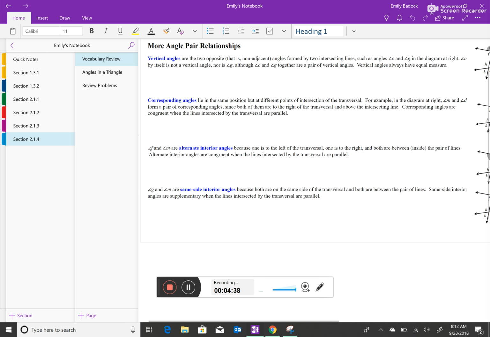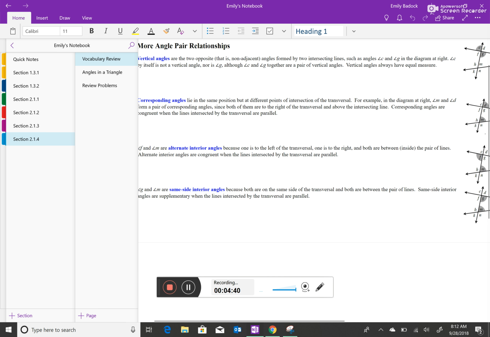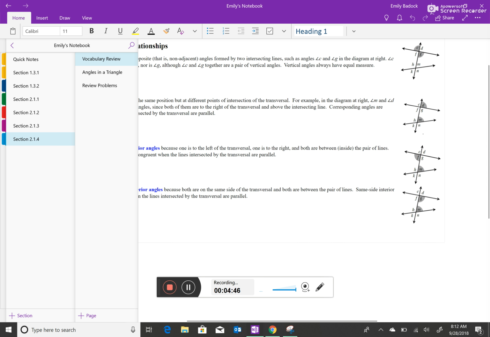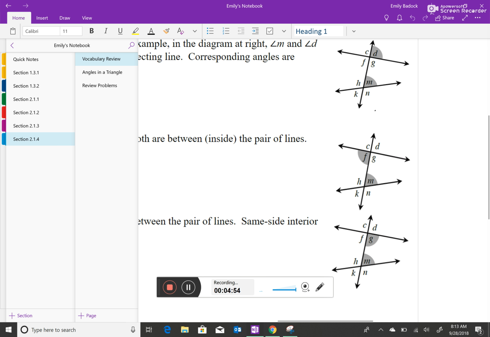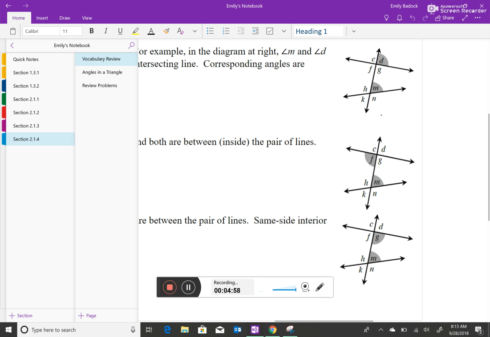Then we go on to corresponding angles. So the corresponding angles lie in the same position but in different points of the intersection of the transversal. So remember, the transversal is the line that cuts 2 lines in half. Most of the time we want to be working with parallel lines. So if you look at these 3 images, these are not parallel. So just be aware of that as we're going through this.